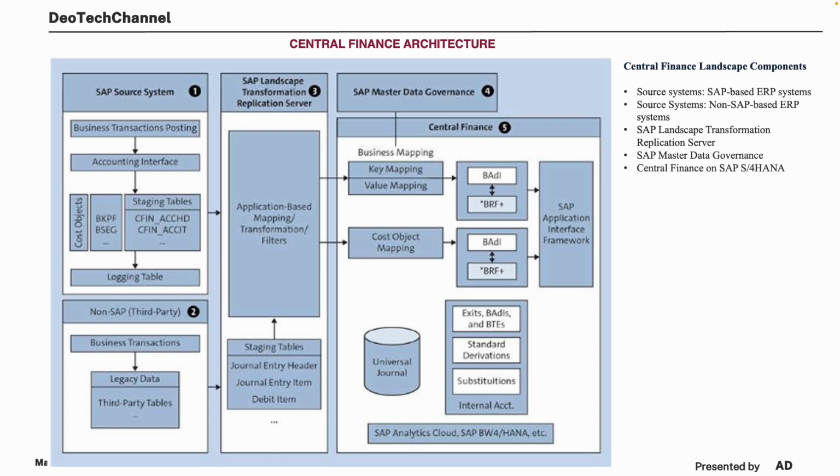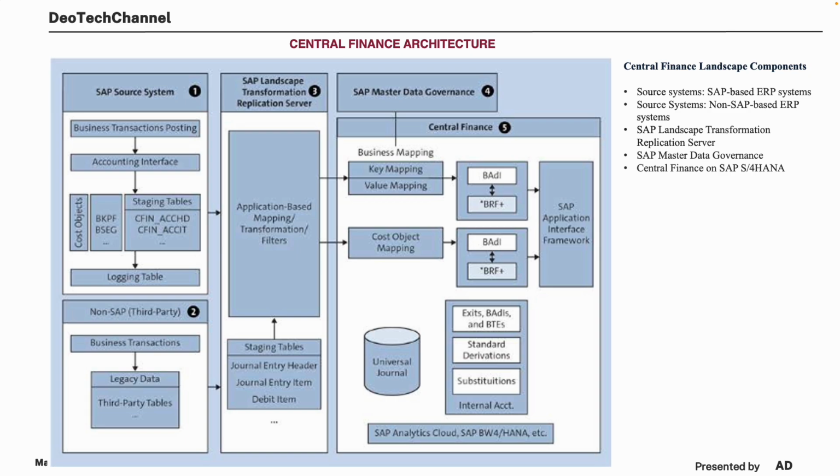It processes business mappings and cost object mapping using BRF plus, business rule framework, and BADIs, business add-ins. Data is stored in the universal journal ACDOCA table to ensure smooth integration for reporting and analysis. Also SAP application interface framework, AIF, ensures smooth integration. It also supports BADIs, derivations, and user exits for financial document processing.